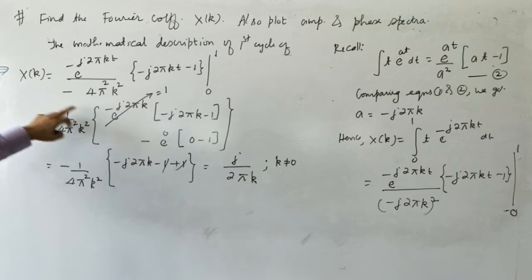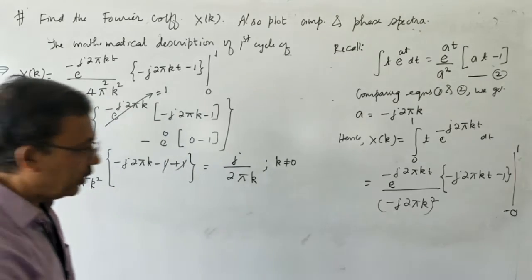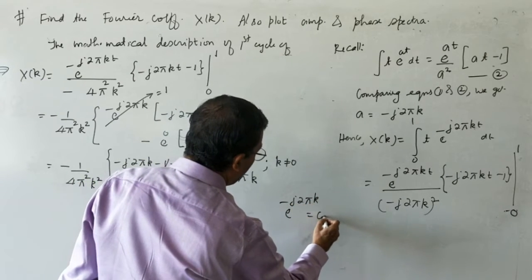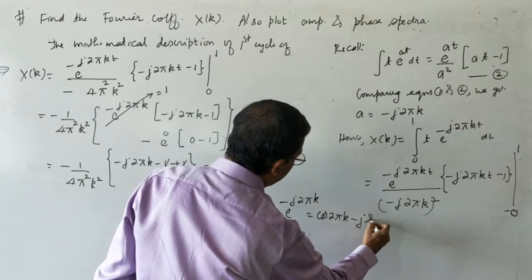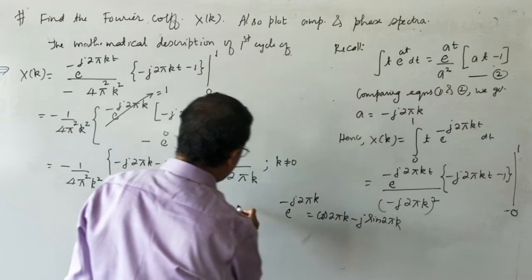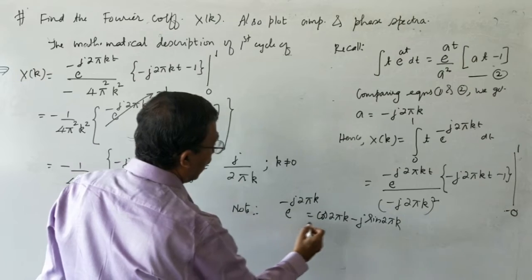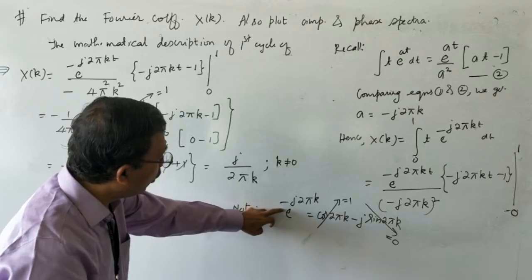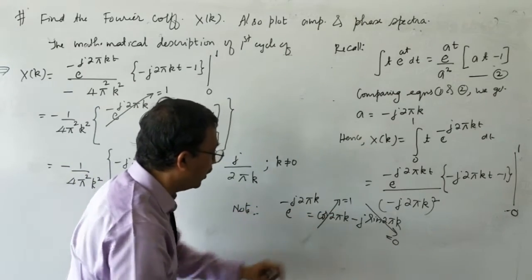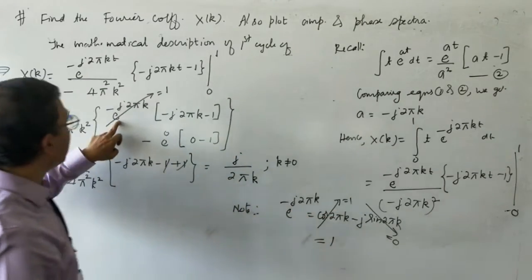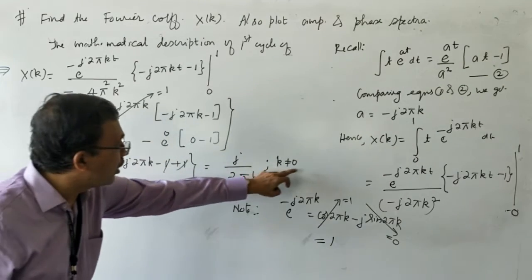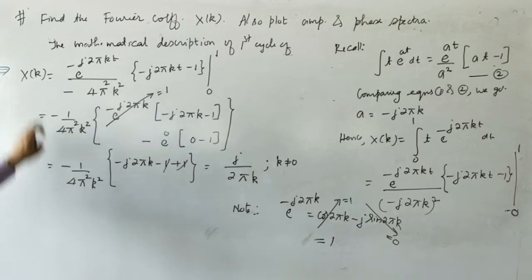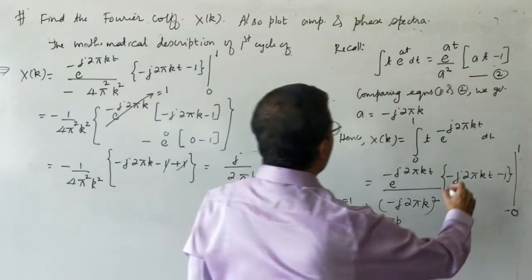You please remember, e to the power minus j 2 pi k means cos 2 pi k minus j sin 2 pi k. Cos 2 pi k is 1, sin 2 pi k is 0. Therefore, e to the power minus j 2 pi k is 1. This aspect I have used here. So why did I put the condition k not equal to 0? When k equal to 0, x of k becomes infinity. This I will call equation 3.